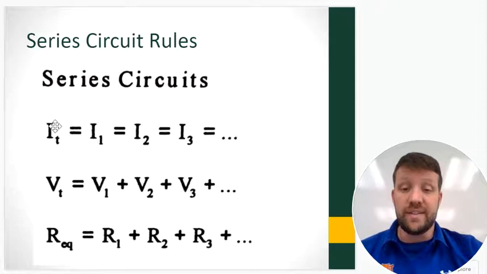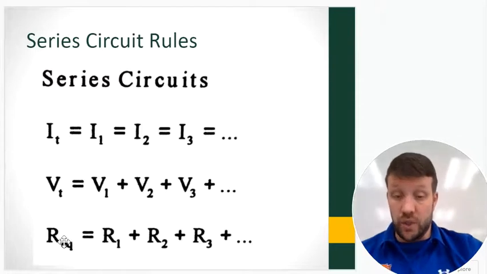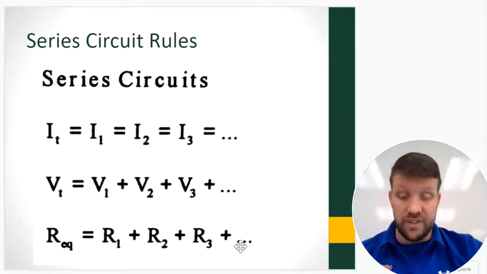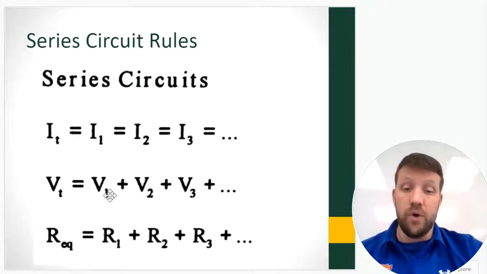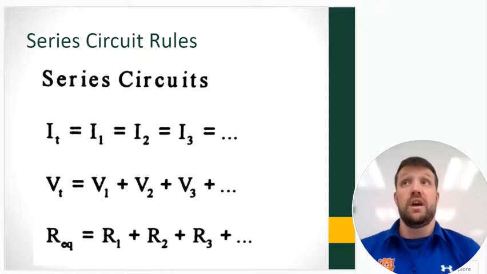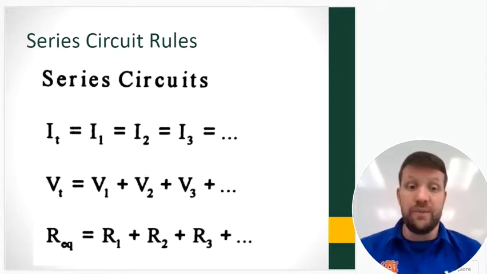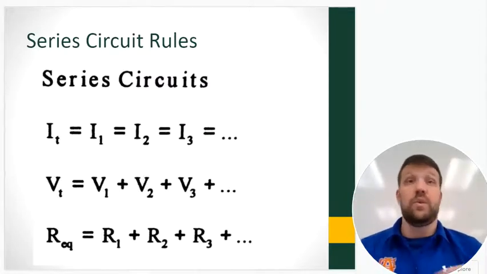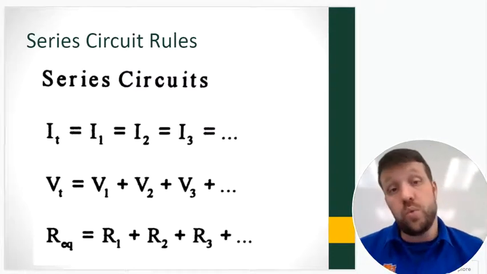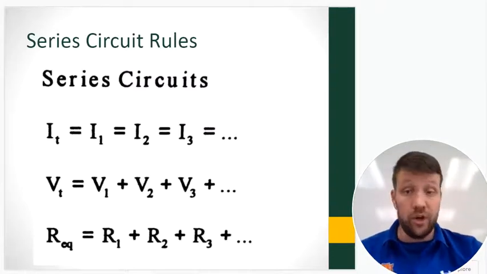So this is your current. It's the same in each location for series circuits, okay? The total resistance is going to be the sum of all the resistances. Now the total voltage is going to be the voltage drop at each location added together. So if it took 9 volts to get through one and 9 through the other and 9 through the other, we used all of our voltage, and that meant we had 27 volts total, like we talked about earlier.